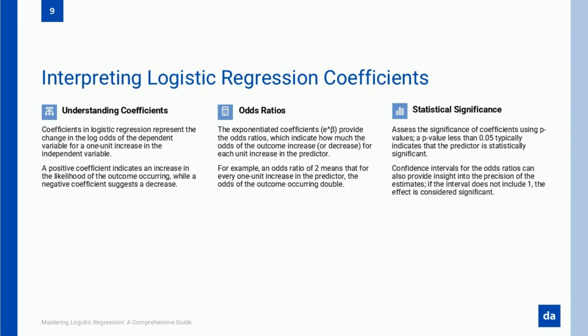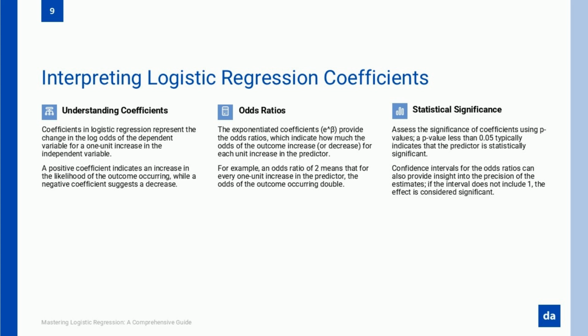Logistic regression coefficients don't tell us direct probabilities. Instead, they tell us the impact on the odds ratio. To interpret them in a more intuitive way, we exponentiate the coefficients using e to the power of the coefficient. For example, let's say our logistic regression model gives us a coefficient of 0.7 for marketing spend. If we calculate e to the power of 0.7, we get about 2.01. This means that for every unit increase in marketing spend, the odds of a customer buying the product double.